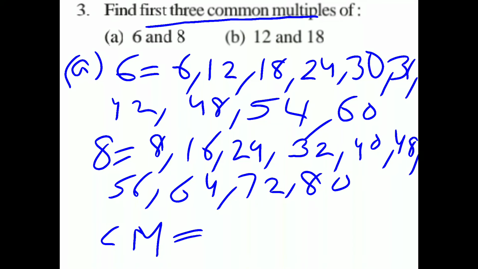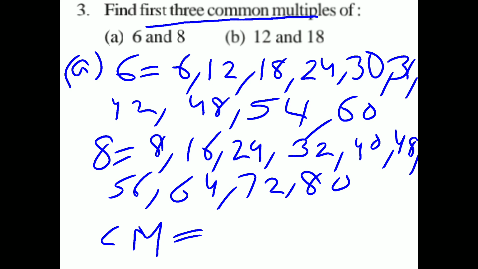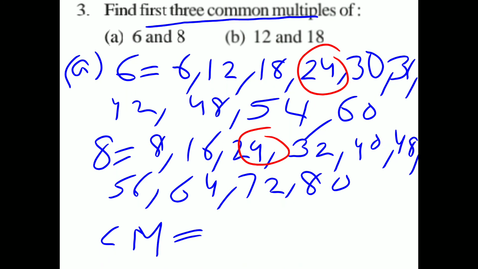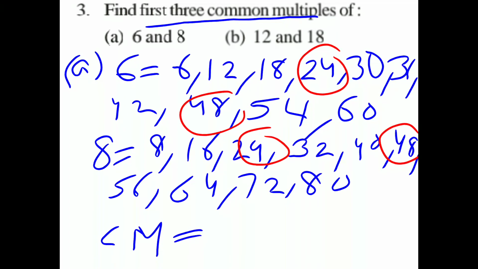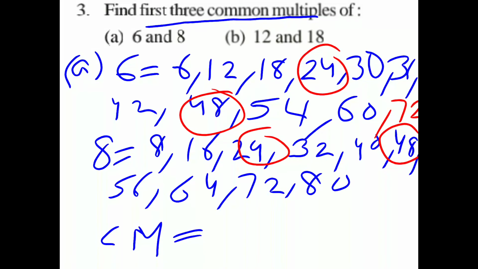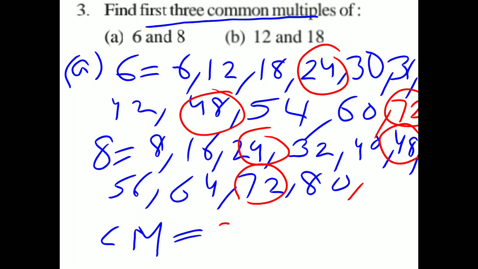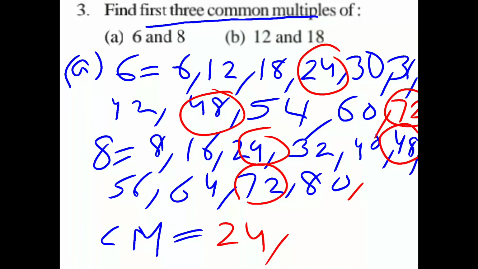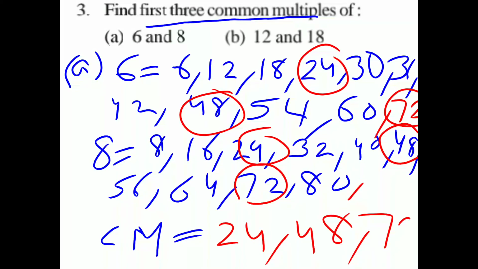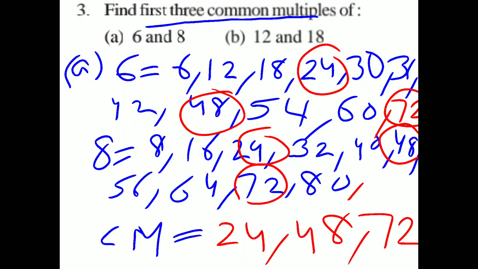For common multiples, see which number is present in all the lists. 24, then 48 is present, then 72 is also present. Here also 72, here also 72. So the answer is 24, 48 and 72. Clear? Now we will do B part.